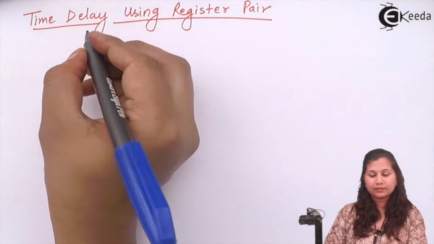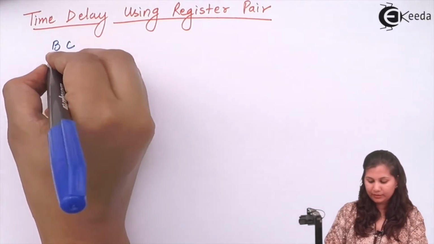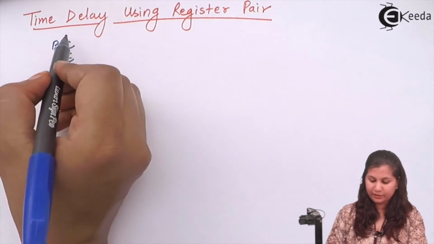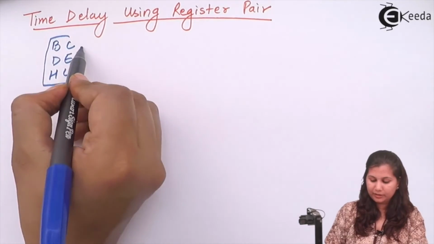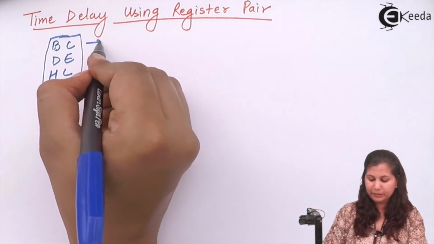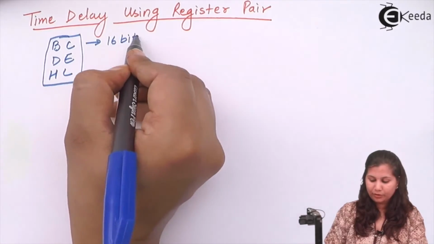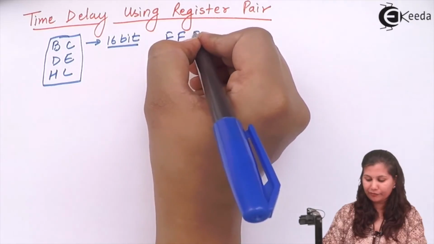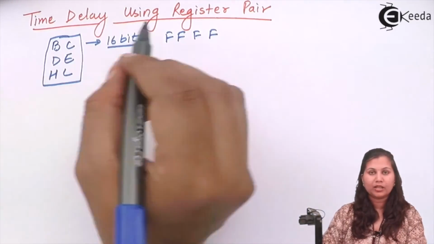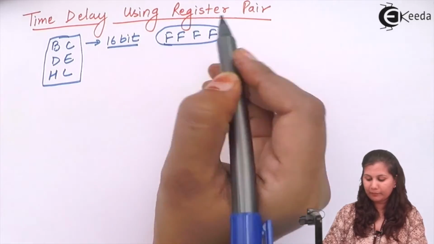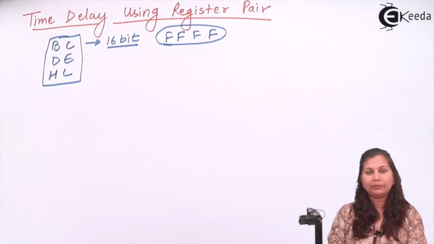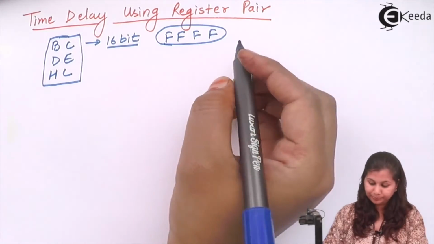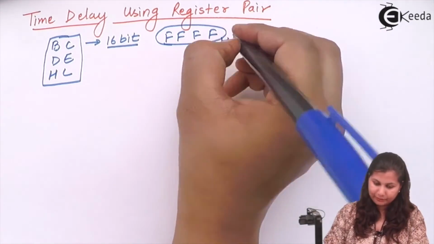So in microprocessor 8085 we have B, C, D, E and H, L. These are the 3 register pairs. Each of these registers is 8-bit, so a pair is a total of 16-bit. So the maximum number which can be loaded into a register pair is FFFF. This is the maximum 16-bit number, in hexadecimal notation.